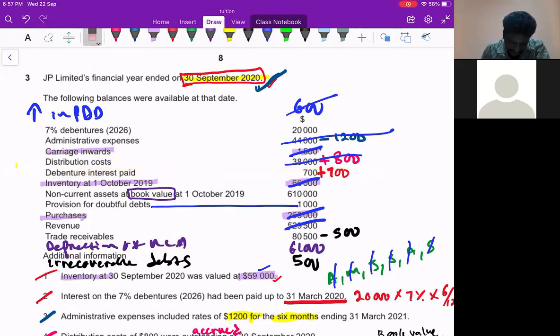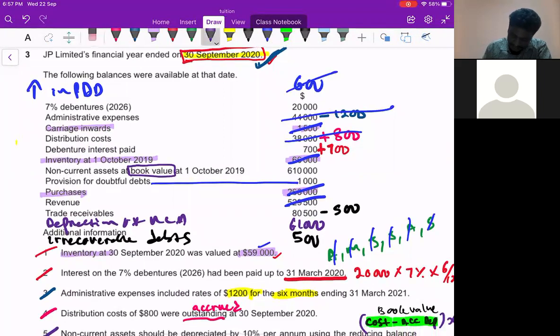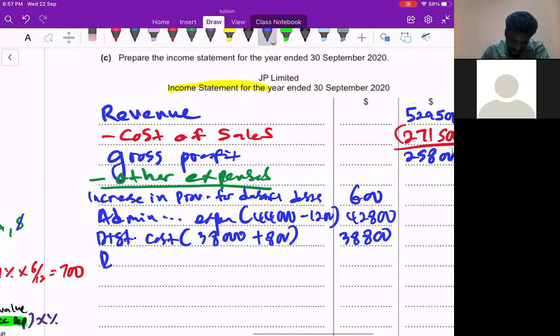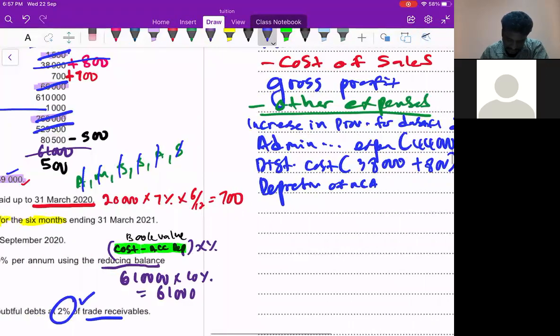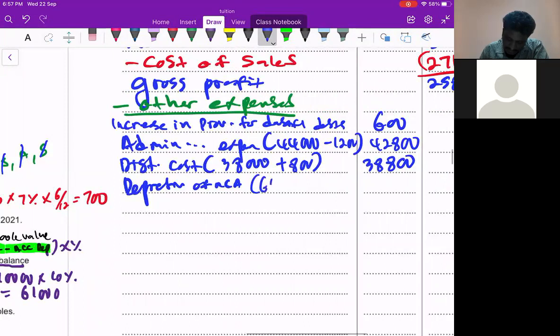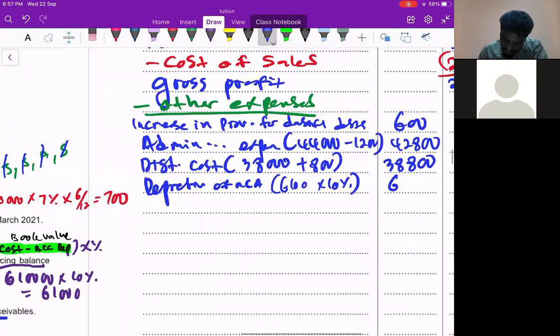Other than that, we have depreciation. Depreciation 61,000. Depreciation of NCA. If possible, show the working also. What is the working? 610,000 times 10%. So 61,000 is the depreciation.